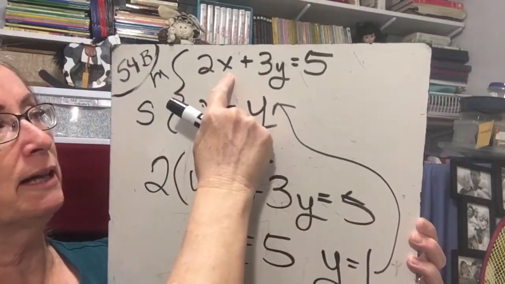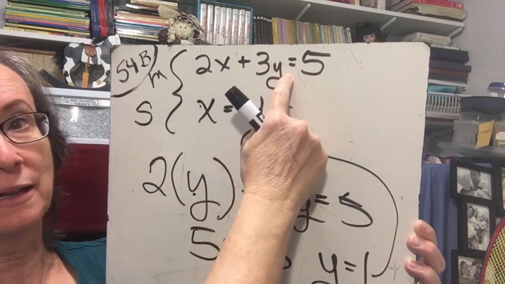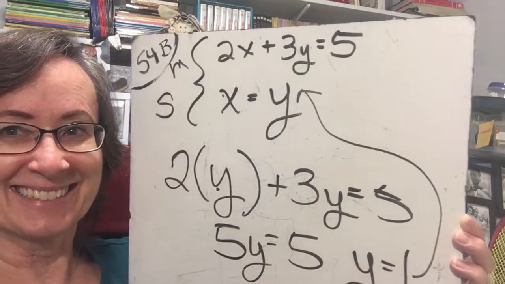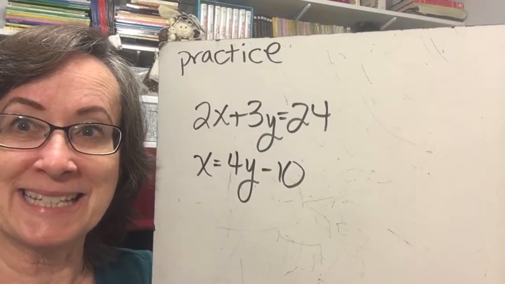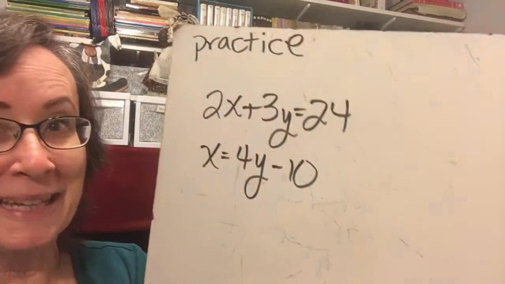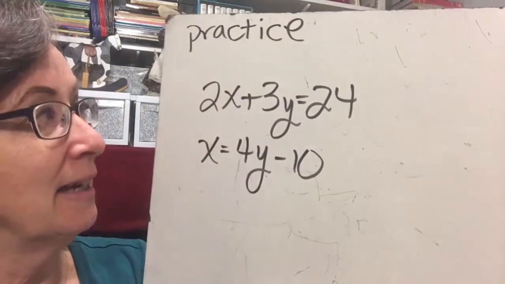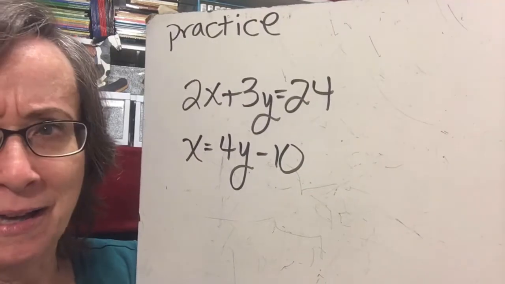So 2 times 1 is 2, plus 3 times 1 is 3. 2 plus 3 is 5, and it works. We've arrived at the practice set. So, copy it down, and then I want you to go see if you can do it without me. All right, so copy it down and pause your video.